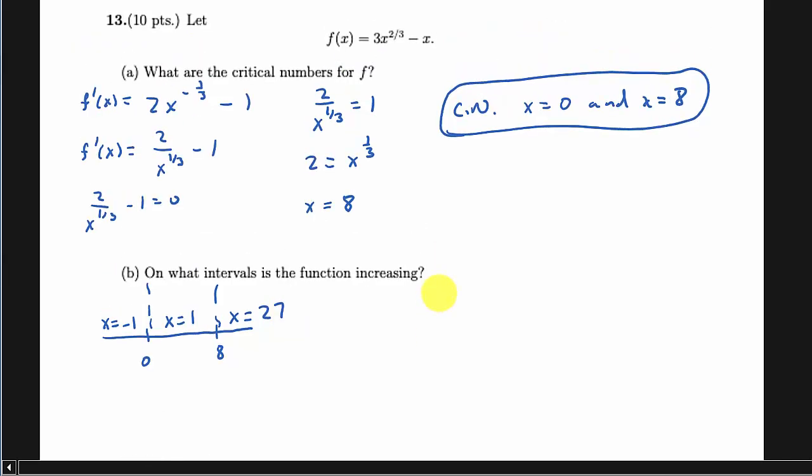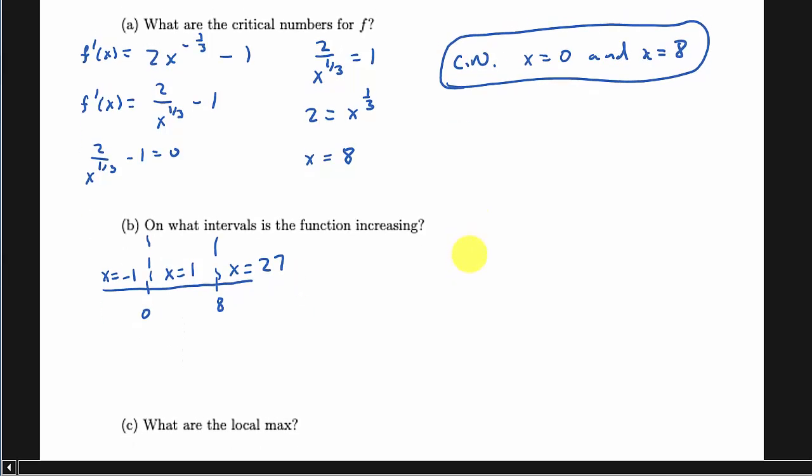And why am I doing 27? Because remember, I've got to plug these into the first derivative, and the cube root of 27 is 3. See, the cube root of 8 is 2. 8's a perfect cube, but the next perfect cube is 27, so just pick it. Now, you don't have to if you have a calculator, but you can.